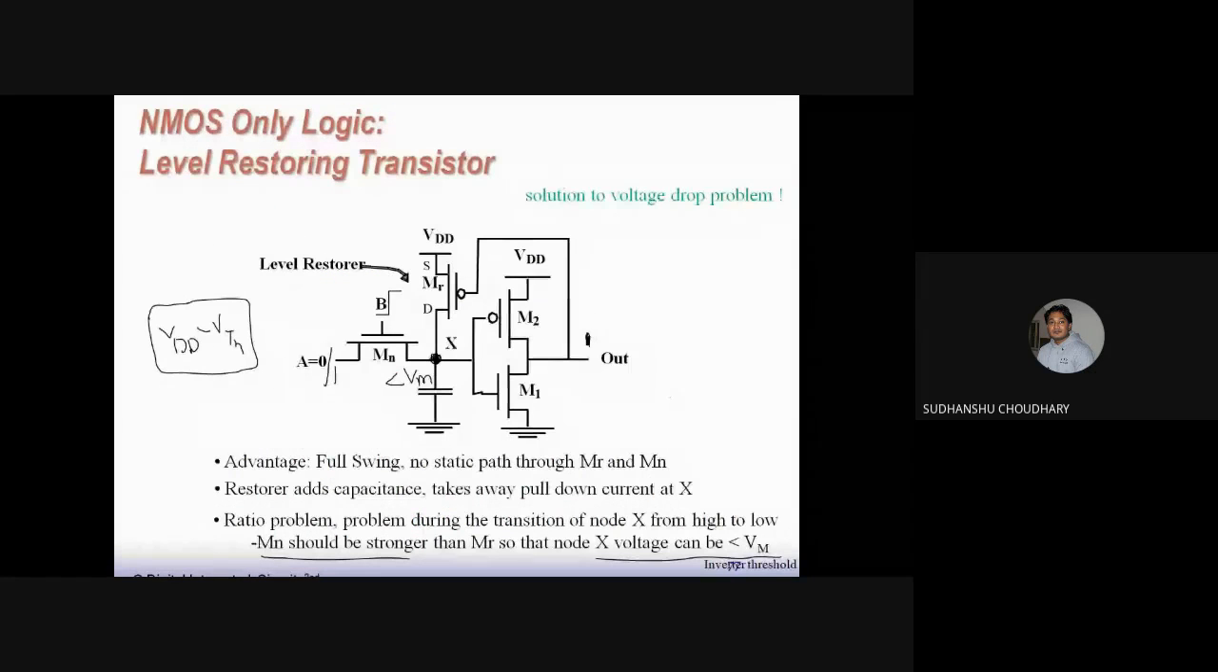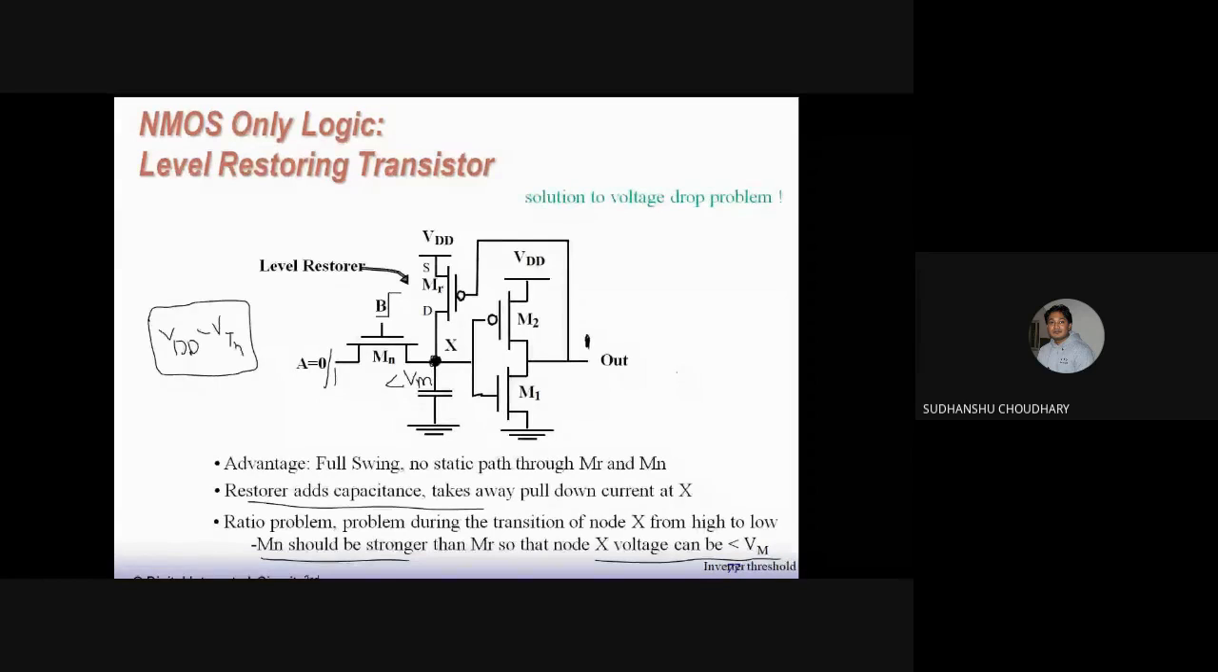Now one will also see that this level restorer adds an extra capacitance at this point. Because of the drain diffusion capacitance of this MOSFET, extra capacitance is added at this point. That obviously means that this TPLH will be affected. You want to charge this node, so the time to charge this node will be more. Discharging times will be small, but charging times of this node will be large. So that is one of the problems.